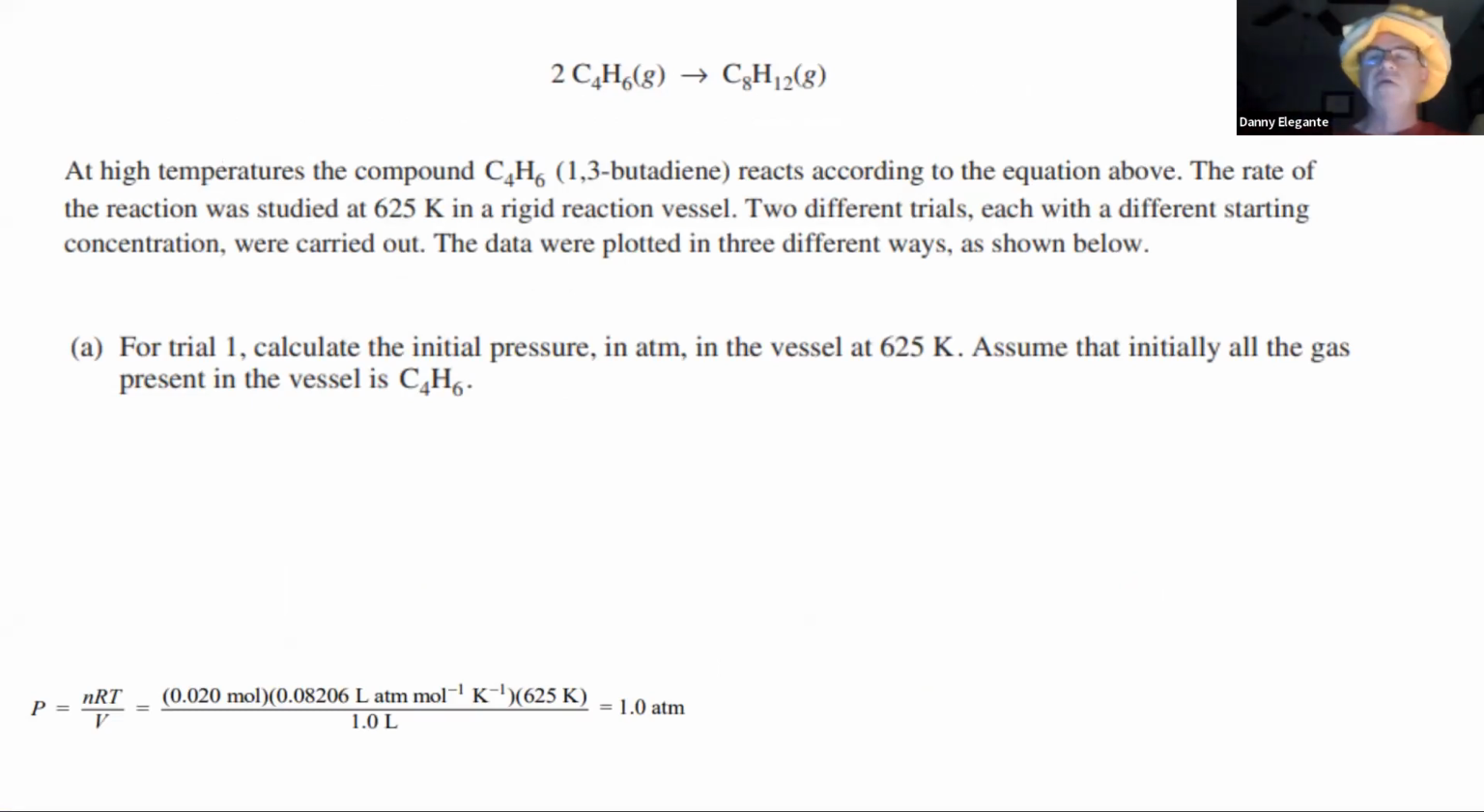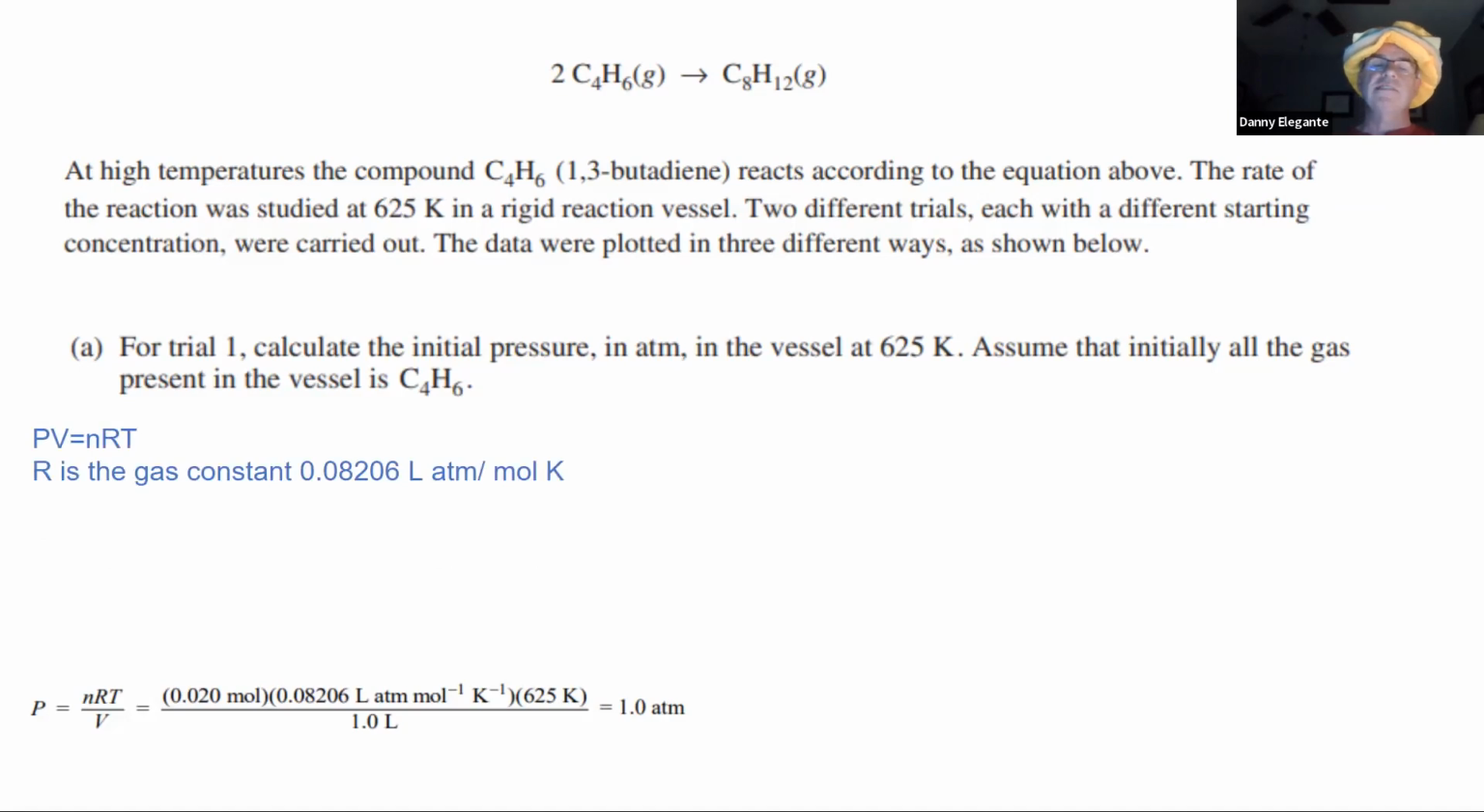2 different trials, each with a different starting concentration, were carried out. The data were plotted in 3 different ways as shown below. I'll show you a second. I just want to show you part A. For trial 1, calculate the initial pressure in atmospheres in the vessel. Pressure, wait, I can do pressure because I know PV equals nRT. I know the ideal gas law.